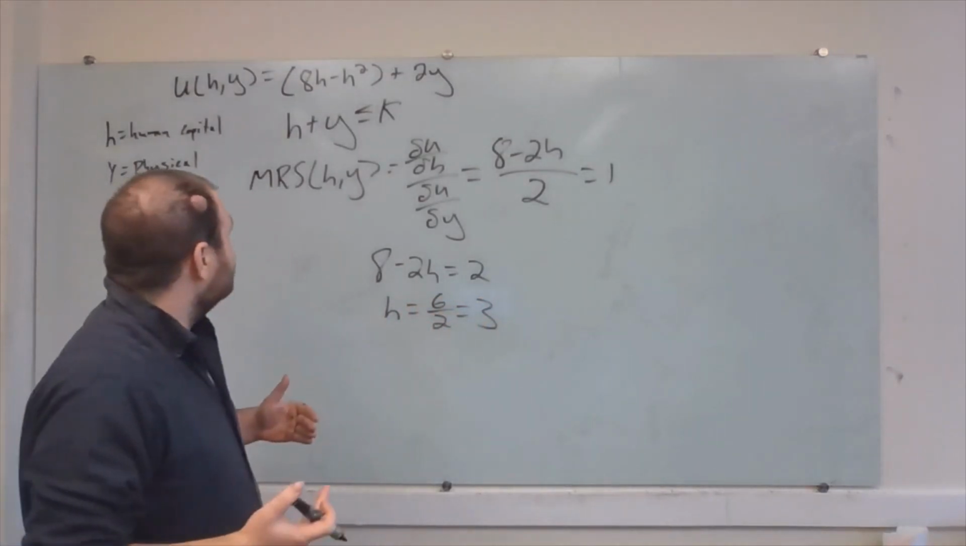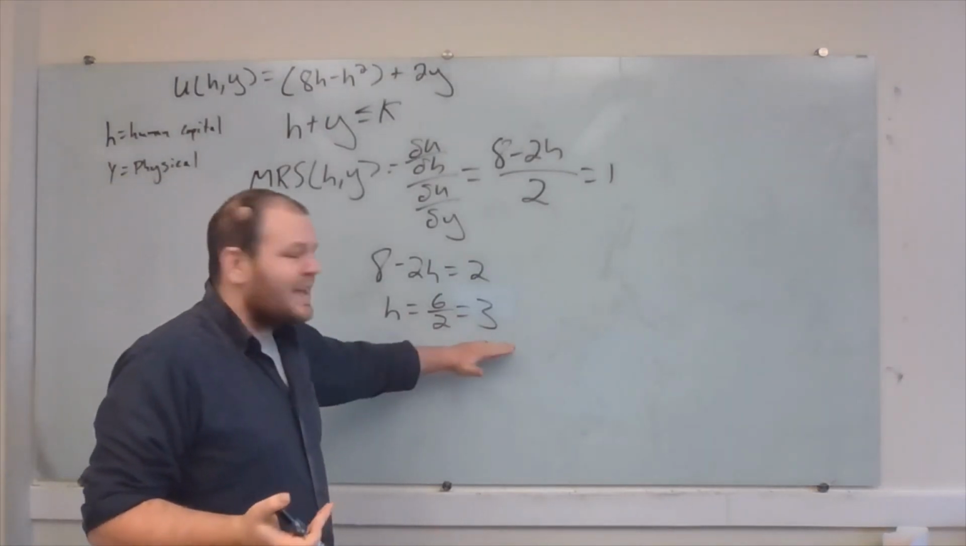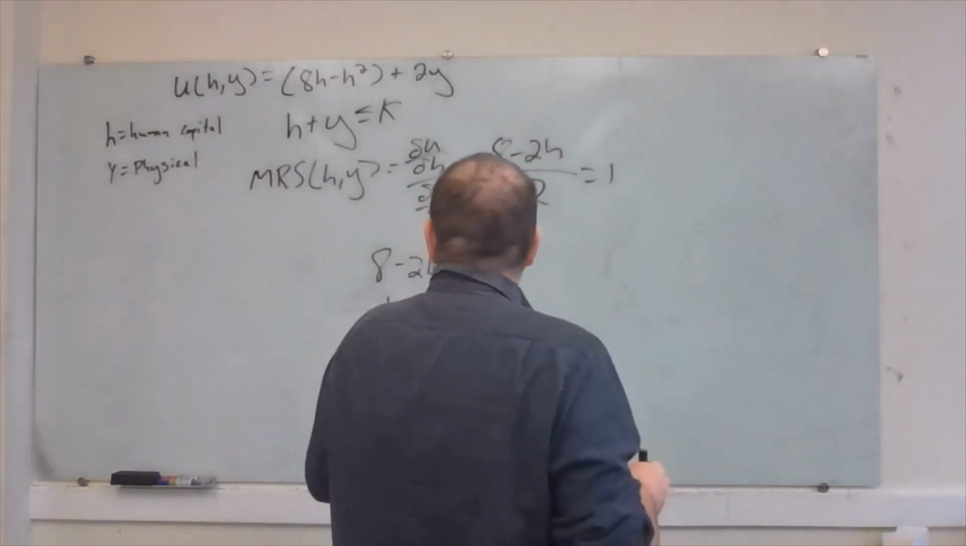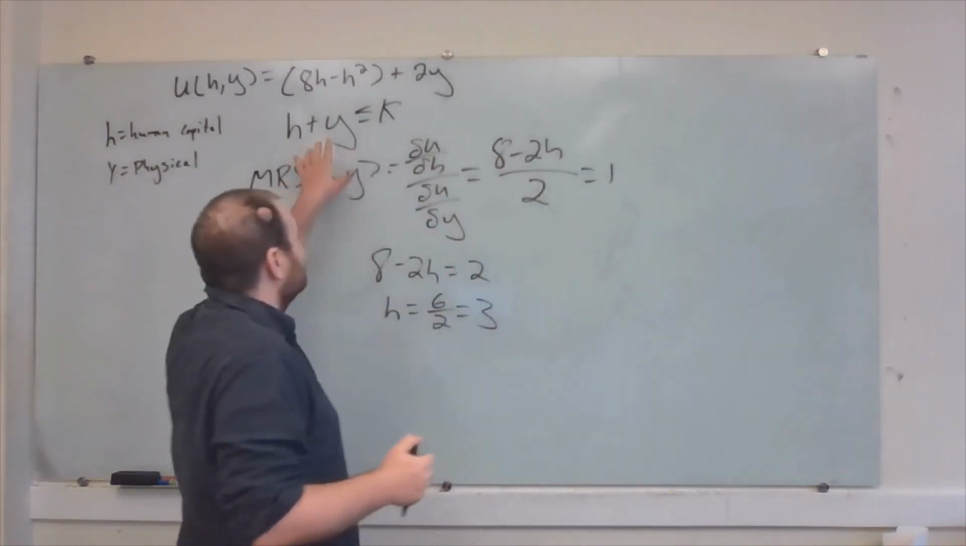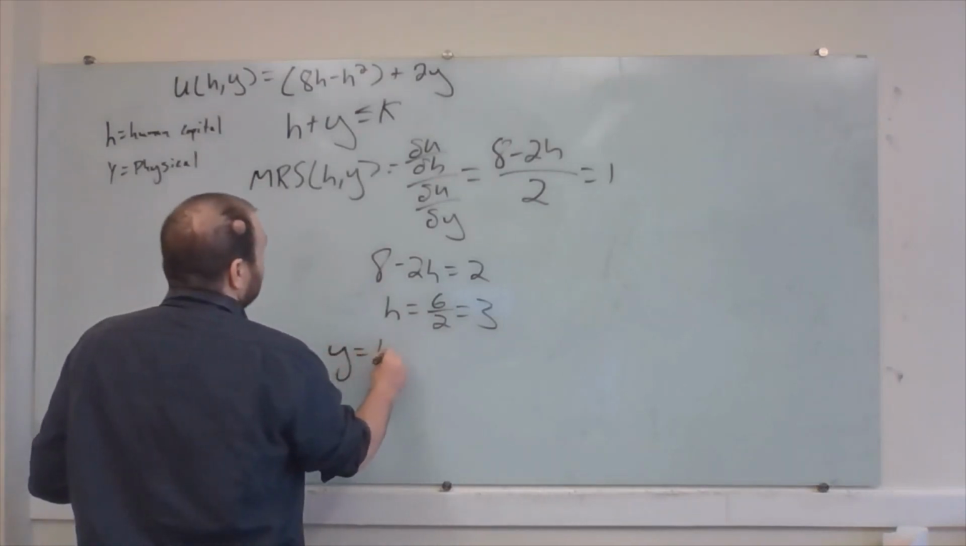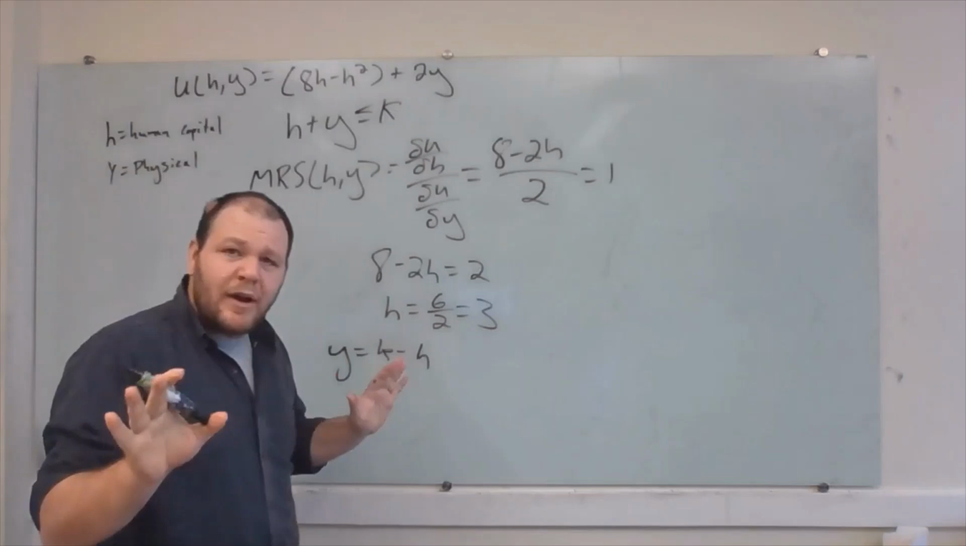So our optimal choice of human capital is going to be to invest 3 in human capital, right? Say spend 3 years in school, and then take the rest of your resources and devote it to physical capital. Sound good? So far, just what we've done before.